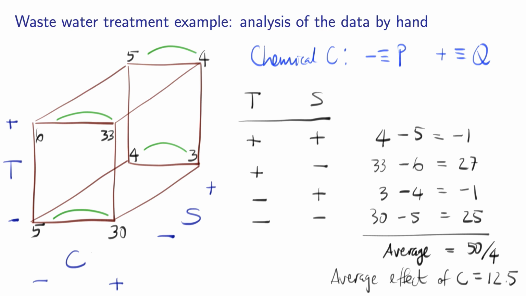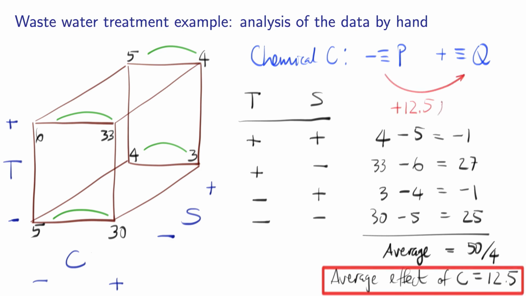What it says is, on average, we expect an increase in the pollution amount when we go from using chemical P to using chemical Q. And remember, by convention, we report half of that amount. So report a value of 6.25.